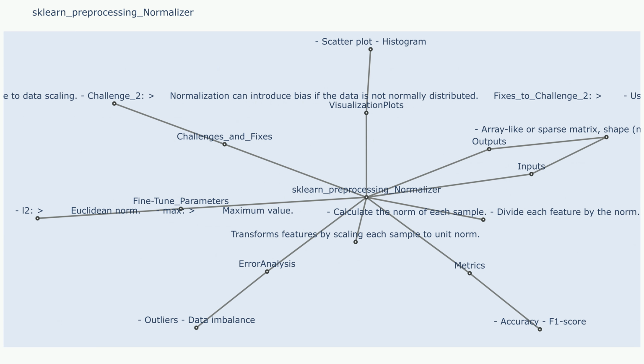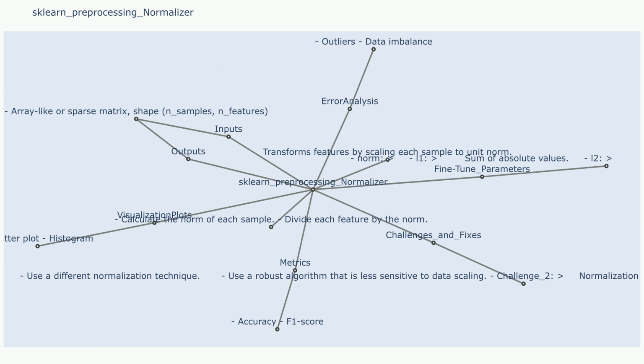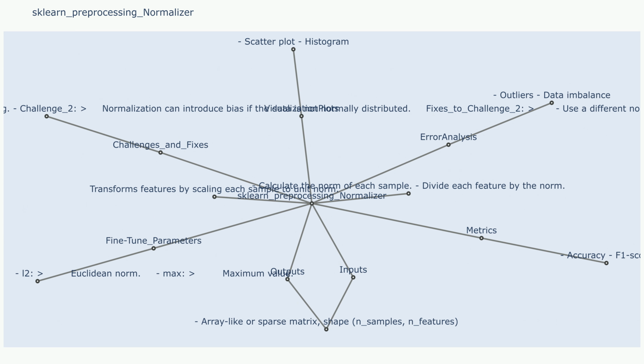Challenge 2. Interpretability after normalization. The original magnitudes of features are lost. This can make it harder to interpret the results, especially if domain knowledge is important. Sample use case that resulted in challenge 2, in a medical dataset. Normalization might make it difficult to determine the relative importance of different features, as the normalized values no longer reflect the original scales. Fixes to challenge 2.